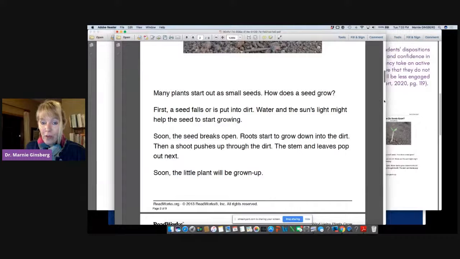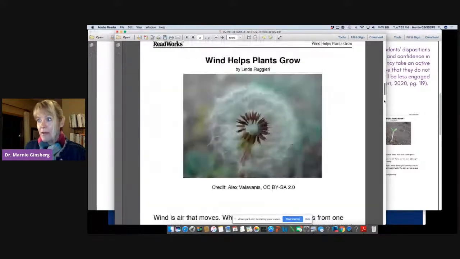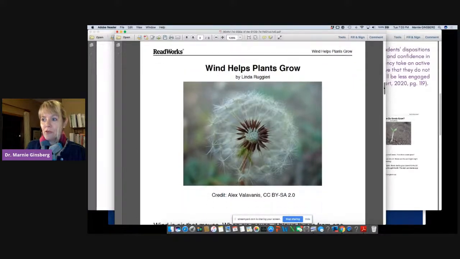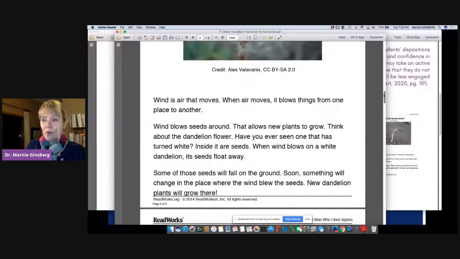This could be paired well with beginning reads, maybe as something that's harder when they're further down the line, or maybe read as a group, or maybe to differentiate for your readers who are further down the path. Wind helps plants grow. Again, we've got more words repeated. We've got seed and grow repeated. Then we're adding the word wind. Notice how many times wind is there. Wind is air that moves. And then there's the word air several times. When air moves, it blows things from one place to another. Wind blows seeds around. That allows new plants to grow.